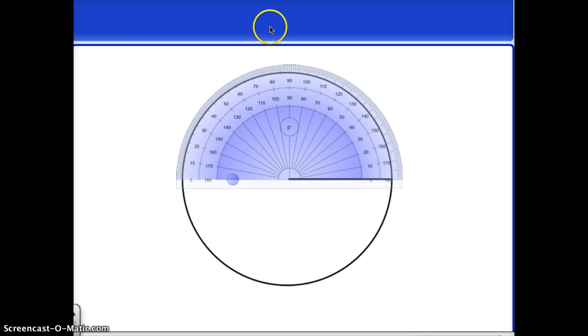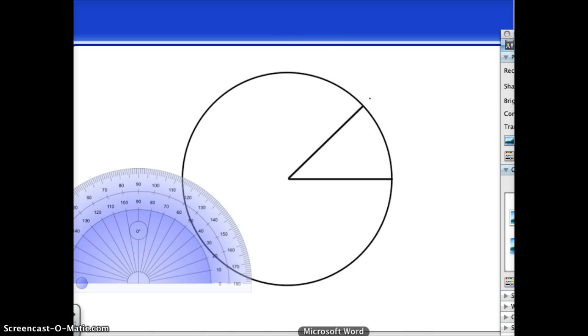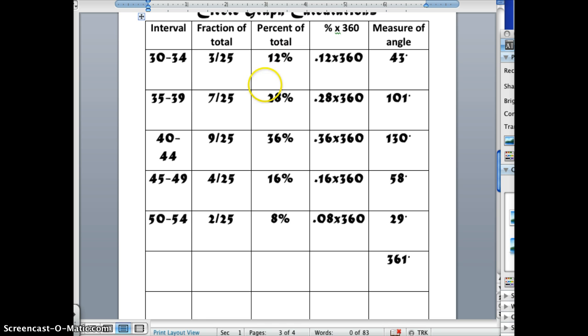Going back to our chart to remind ourselves, our degree measurement is 43 degrees. So what we're going to do is make a little light mark around the 43 degree mark, which is right around there. After that, we're going to take our protractor away. We're then going to take a ruler and connect the dot from the center point to the dot that we just made. Once we do that, we've just created the angle that represents 43 degrees, or 12% of the total, which represents the number of people that had a test score of 30 to 34%.